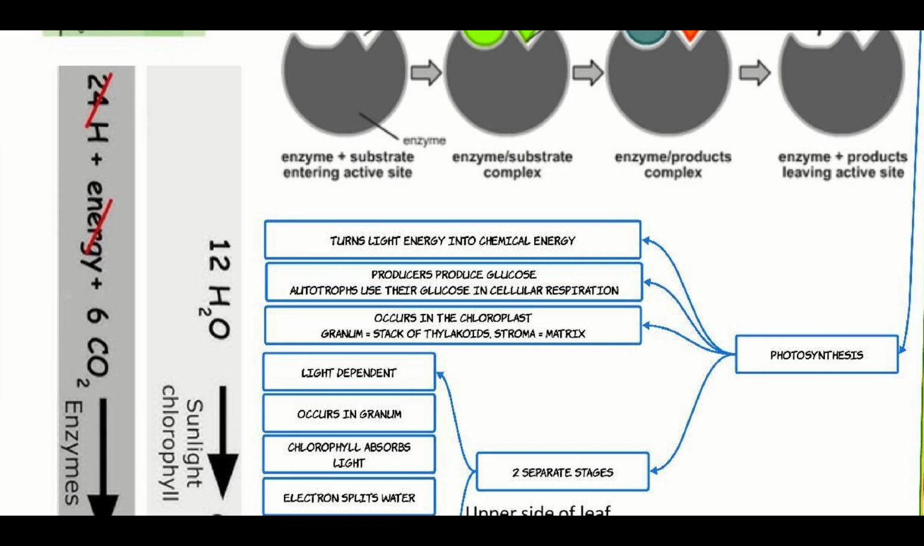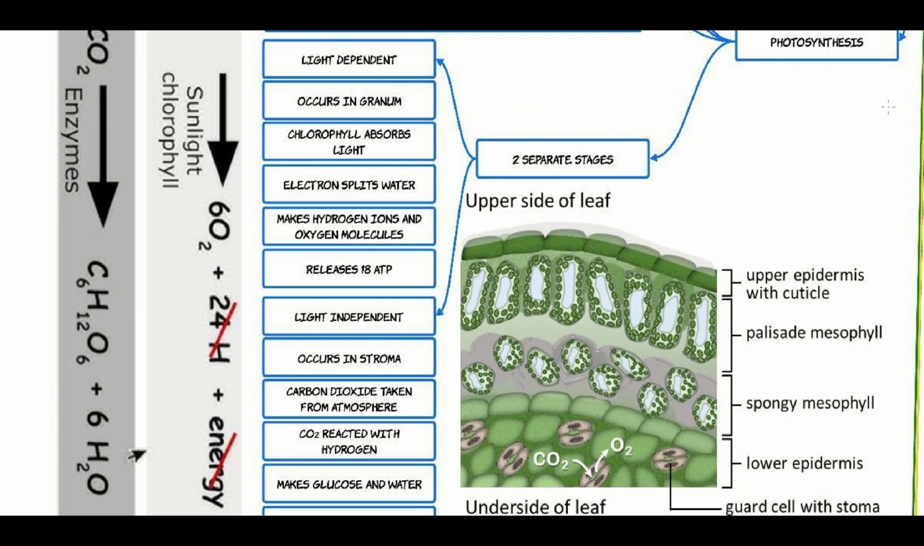Then we moved on to some enzyme processes, and first we came across photosynthesis. Photosynthesis turns light energy into chemical energy. Producers produce glucose, and autotrophs use their glucose for cellular respiration. Photosynthesis occurs in the chloroplast. It has stacks of thylakoids called granum, plural is grana, and it also has a fluid matrix called the stroma.